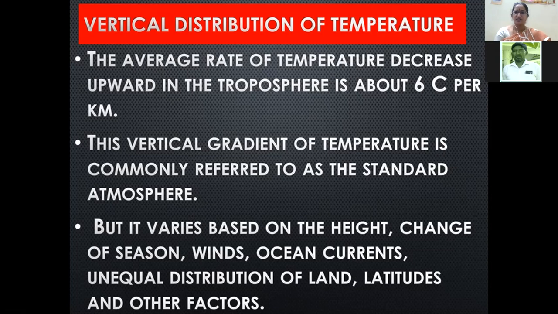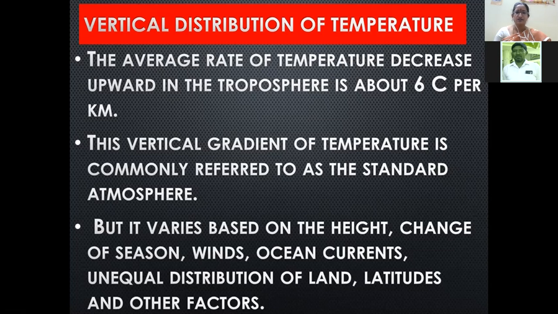Then the change of the season: the rainy season, winter season, and summer. Based on the season, the winds, the ocean currents and the unequal distribution of land, like plain, plateau, mountain, hill, canyon, and latitudes, as we know, all these are the main reasons. Based on all these, the vertical distribution of temperature differs from place to place.